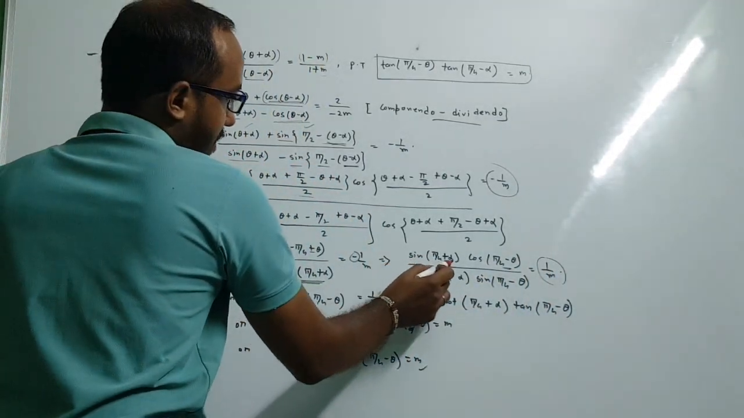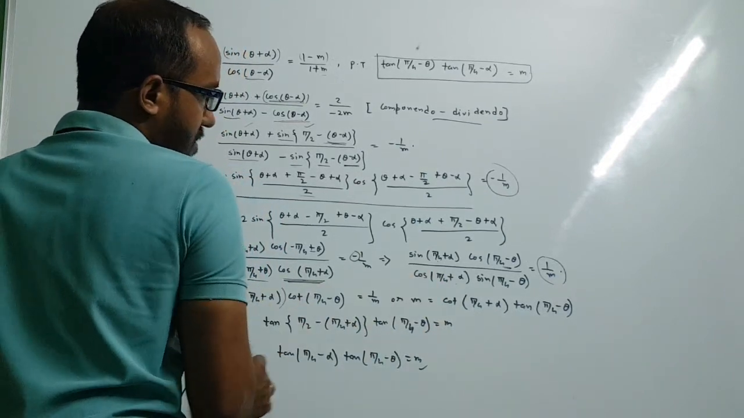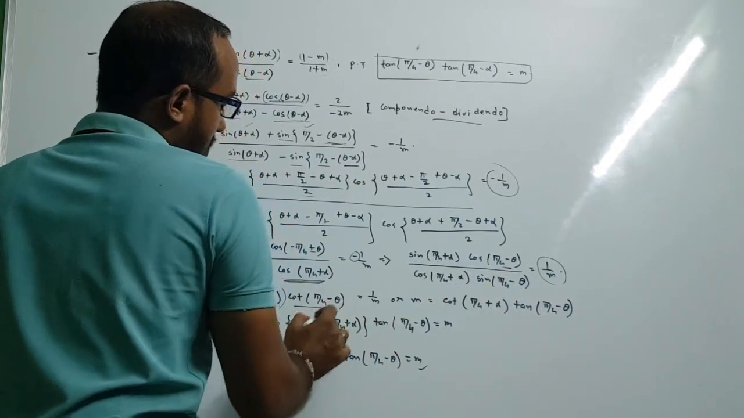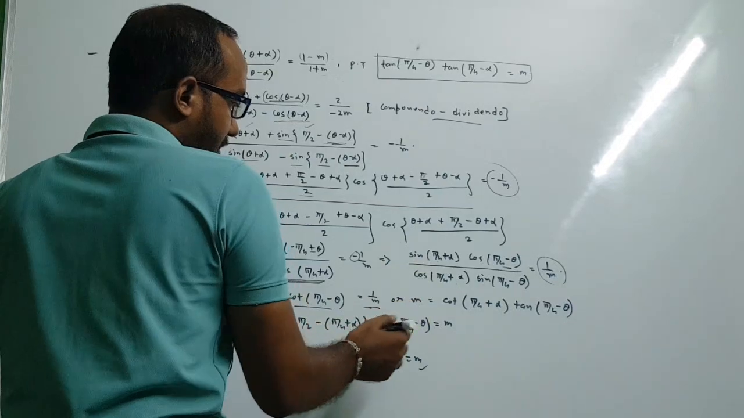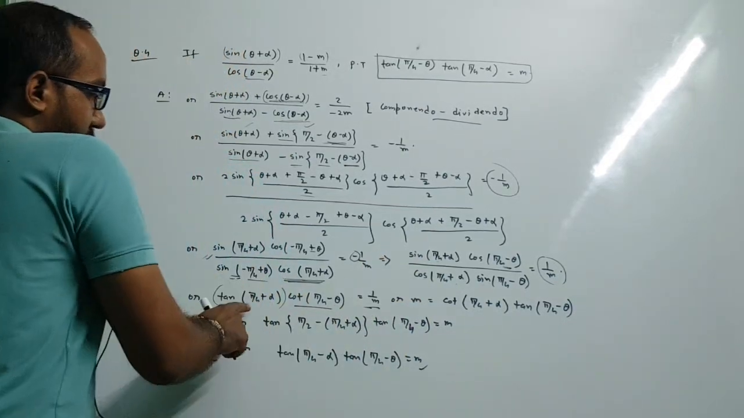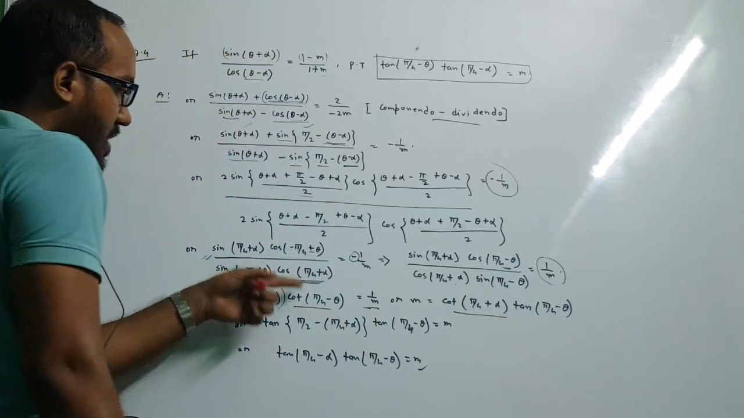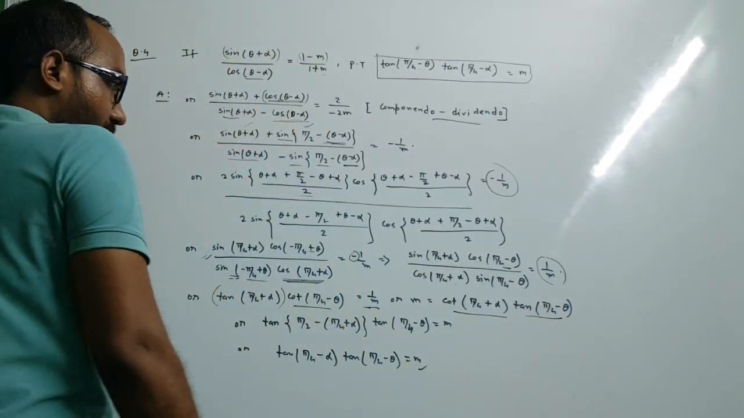After that, divide. See, sine of pi by 4 plus alpha by cos of pi by 4 plus alpha would be tan of pi by 4 plus alpha. Cos of pi by 4 minus theta by sine of pi by 4 minus theta would be cot of pi by 4 minus theta, that is equal to 1 by m. So what would be m? Invert this. 1 by tan of pi by 4 plus alpha is cot of pi by 4 plus alpha. 1 by cot of pi by 4 minus theta is tan of pi by 4 minus theta.